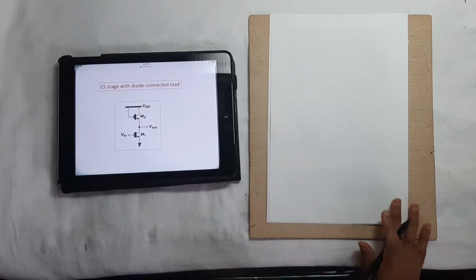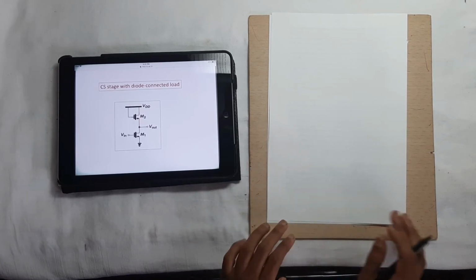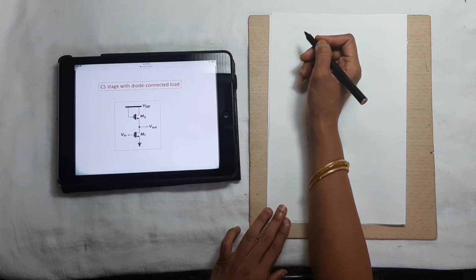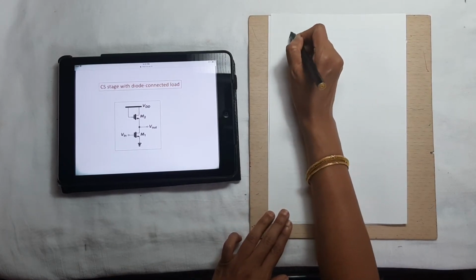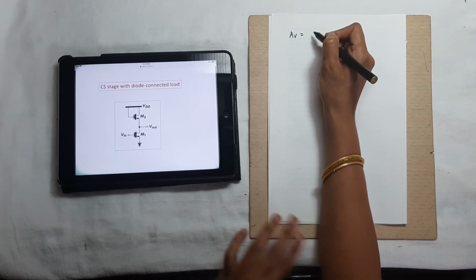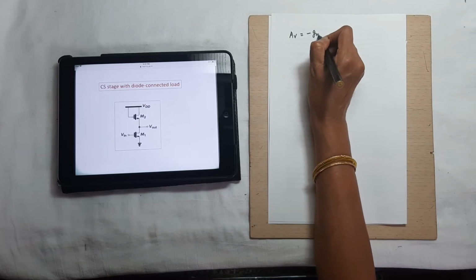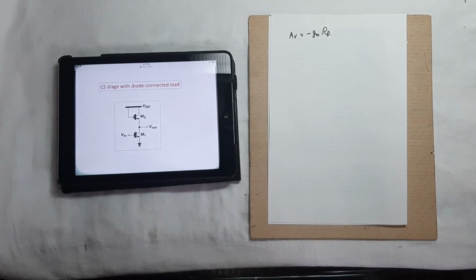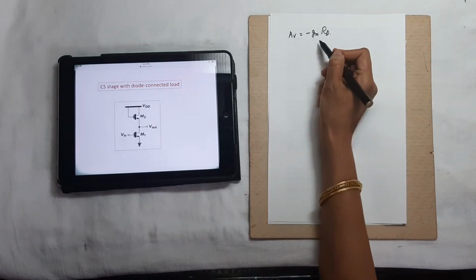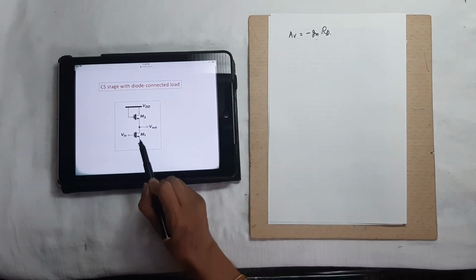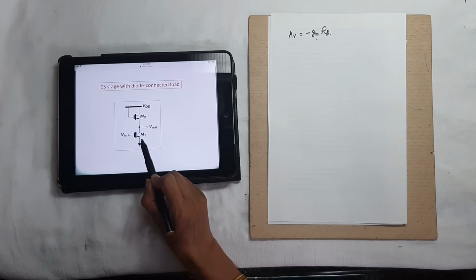Let us derive the voltage gain equation for this circuit. For negligible channel length modulation, AV, the voltage gain, can be written as a fundamental expression from the resistive load circuit: minus Gm into RD. What is Gm with respect to the resistive load circuit? It is the Gm of the transistor M1.